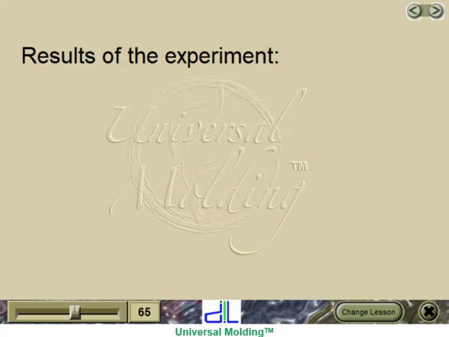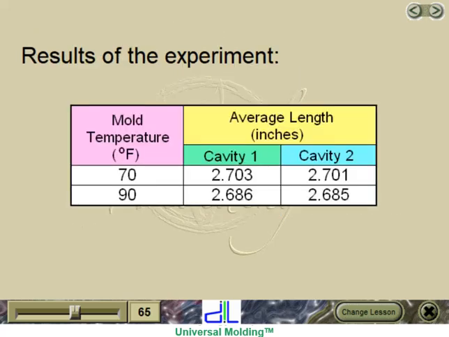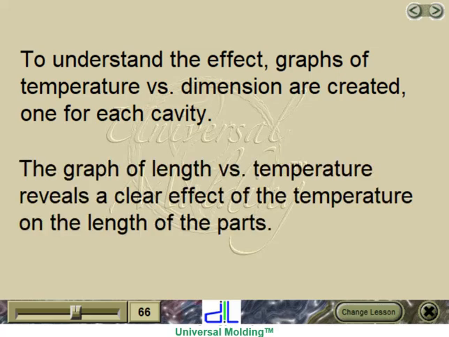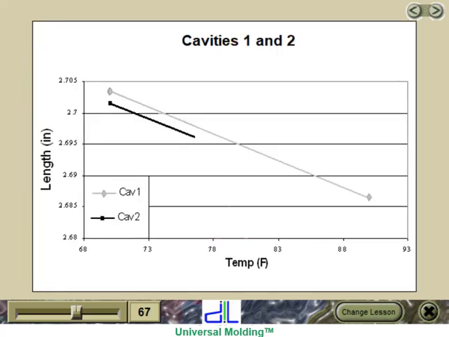Results of the experiment. For a mold temperature of 70 degrees Fahrenheit, the average length in cavity 1 was 2.703 and in cavity 2, 2.701. For a mold temperature of 90 degrees Fahrenheit, the average length was 2.686 in cavity 1 and 2.685 in cavity 2. To understand the effect, graphs of temperature versus dimension are created, one for each cavity. The graph of length versus temperature reveals a clear effect of the temperature on the length of the parts.